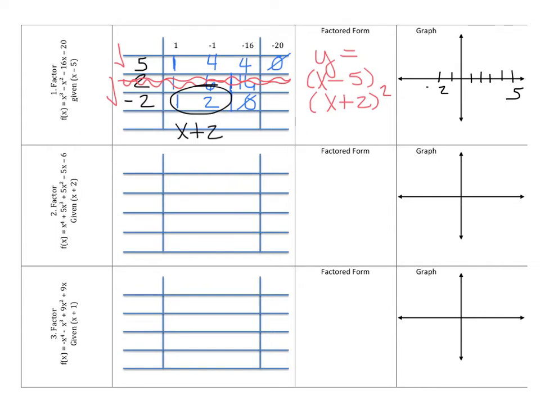Now in each of these, we need to talk about root behavior. For the x minus 5 factor, since it has a degree of 1, we know it's going to be a linear pass-through. For the second factor, x plus 2, because it is squared, we know that it's going to have a quadratic behavior, which means it's going to produce a bounce.